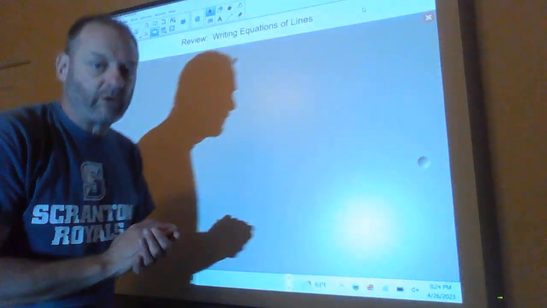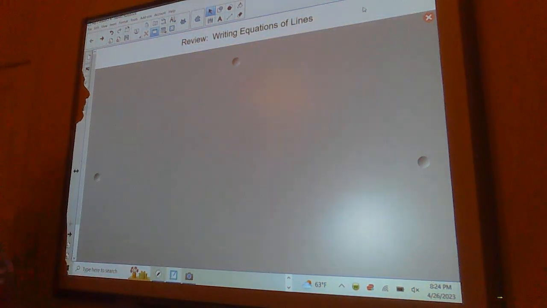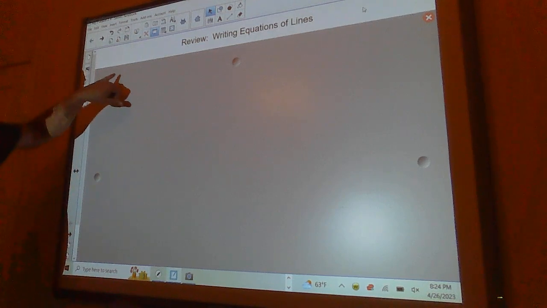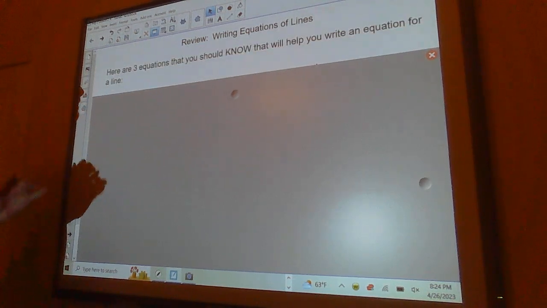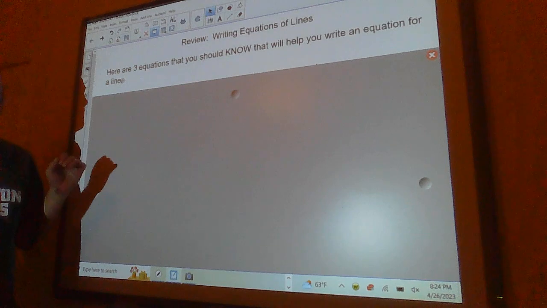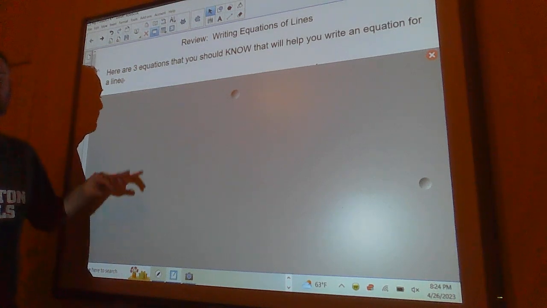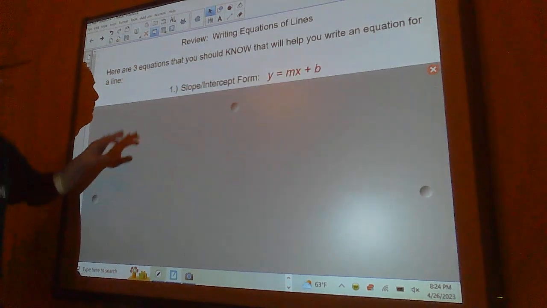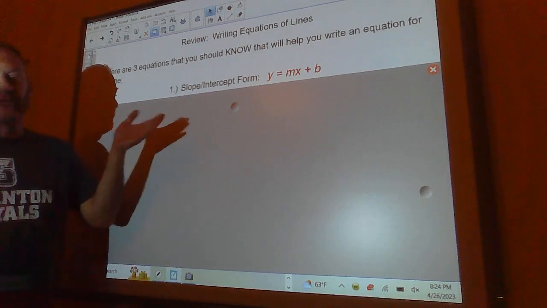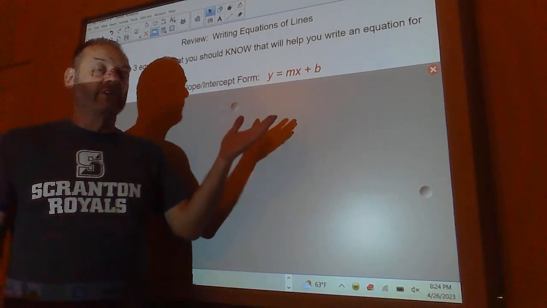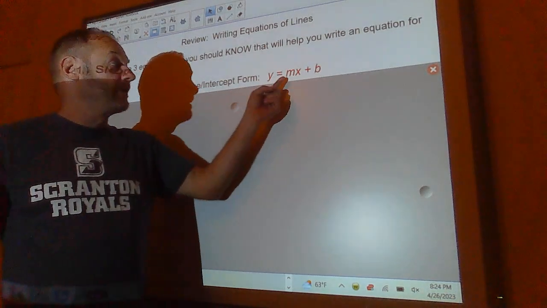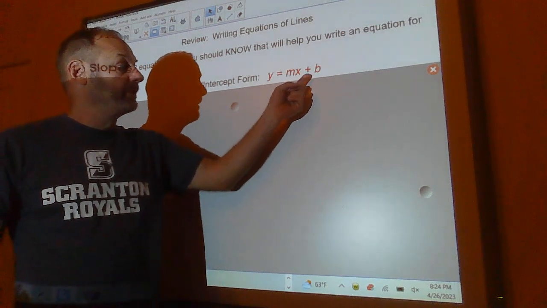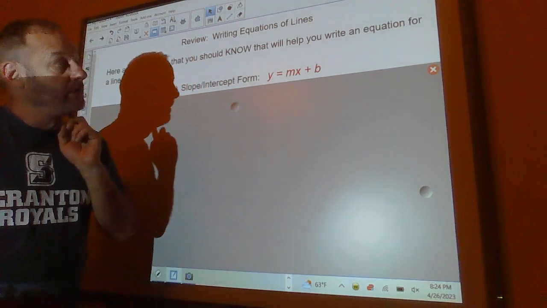Hi guys, today we are going to review writing equations of lines, okay? So there's three equations that you need to know that will help you write an equation for a line. The first one is slope-intercept form, y equals mx plus b. You know this, we've talked about this many times, okay? There's your slope, there's your y-intercept, okay?